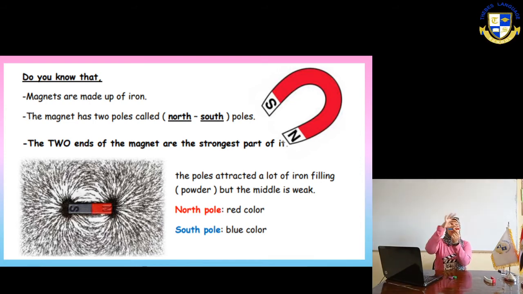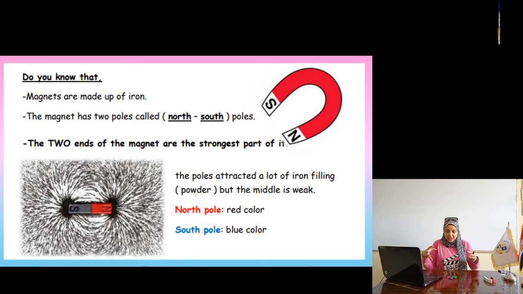The poles of the magnet are the strongest part. They attract most of the material. The poles attract a lot of iron filings or iron powder, but the middle is weak. If you look at the picture, you will see that the poles attract the highest amount of iron powder or iron filings. But the middle didn't attract that much because it is the weak part of the magnet, while the poles are the strongest.